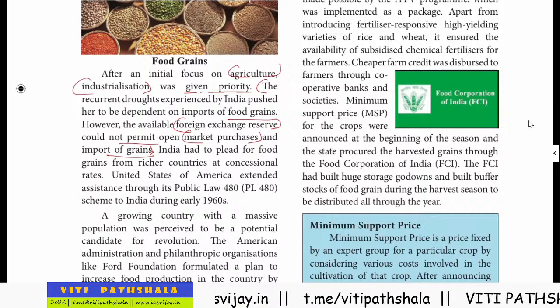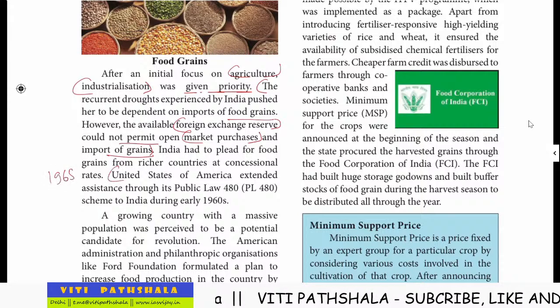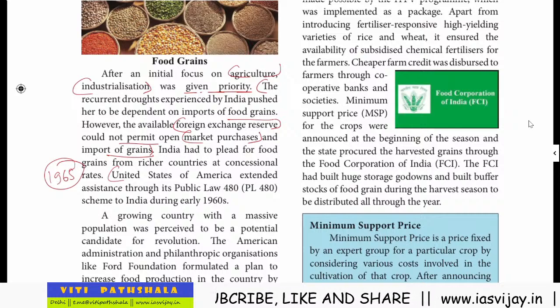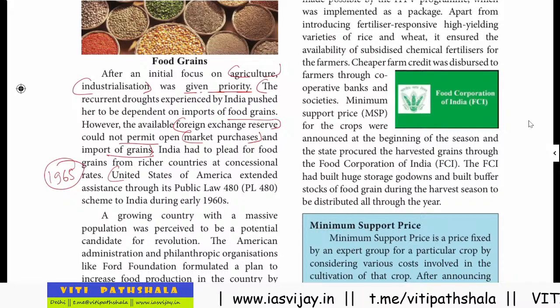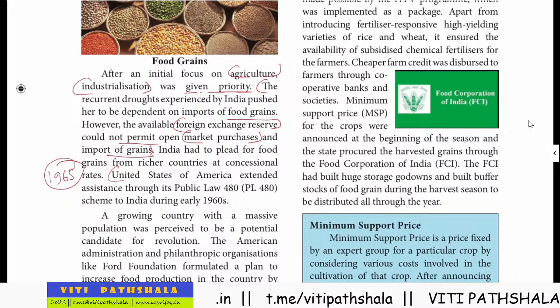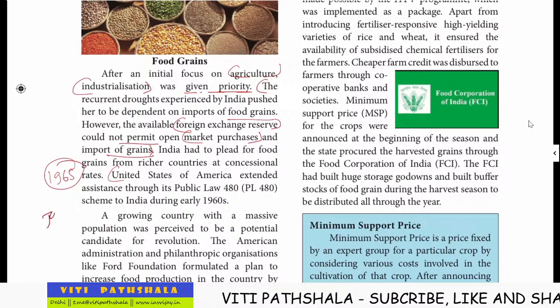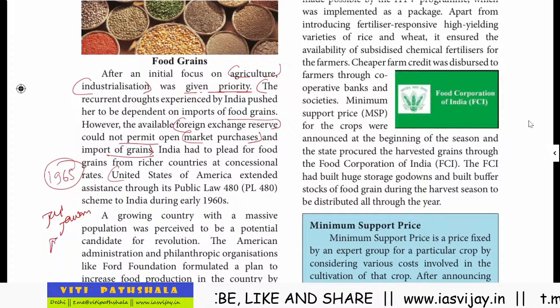Now the example is at the time of 1965, when the Indo-Pak war was going on, and we were lacking food grains. So the slogan given by our Prime Minister was Jai Jawan, Jai Kisan.